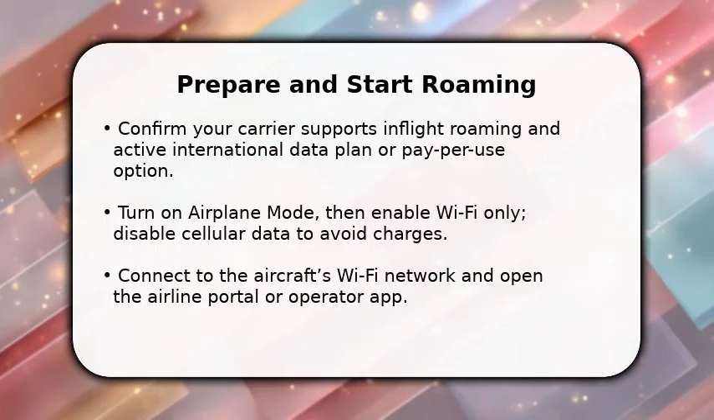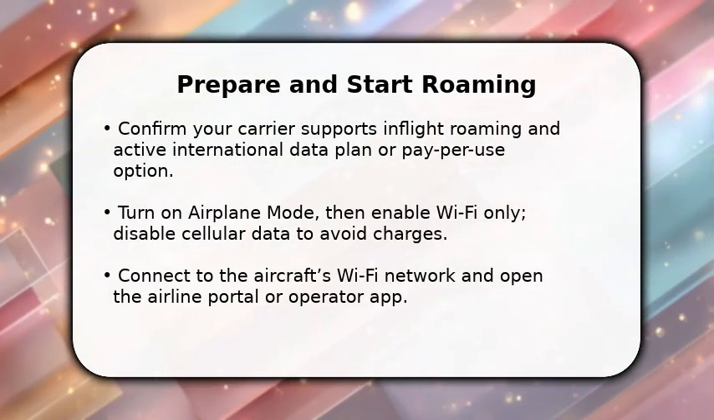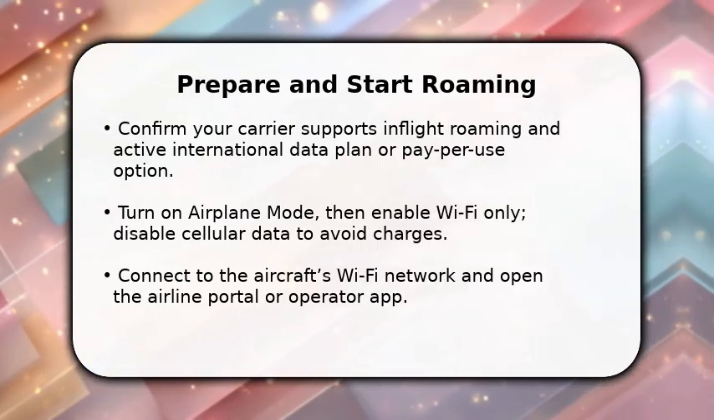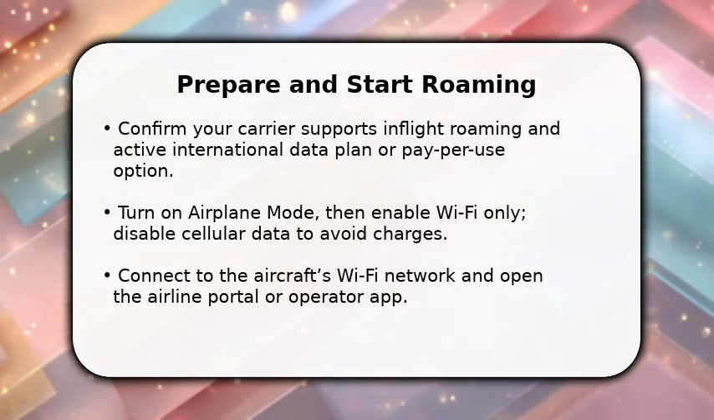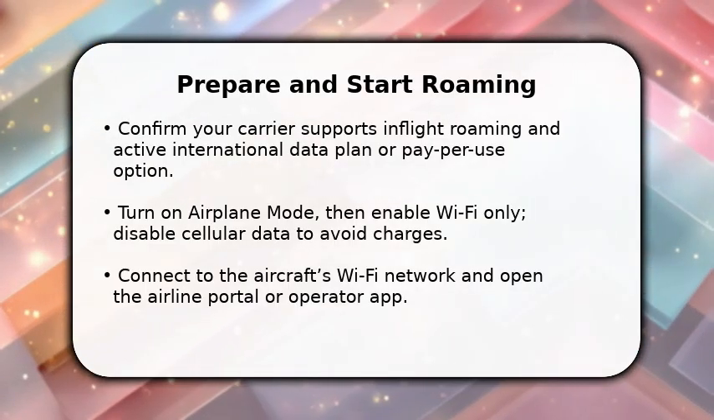You begin by confirming your carrier supports in-flight roaming and that you have the right plan. This matters because billing differs by operator. Once done, switch to airplane mode and immediately enable Wi-Fi only so your phone won't hunt for cell towers.